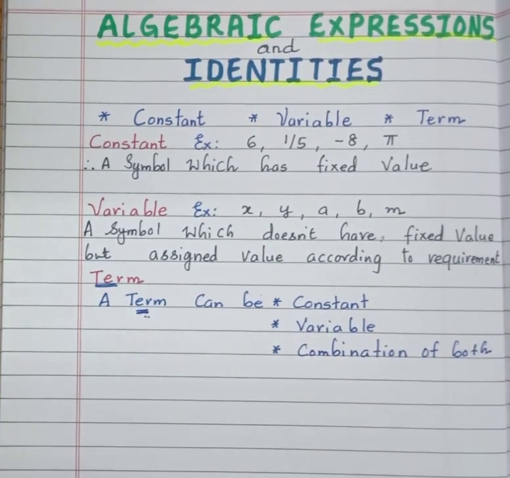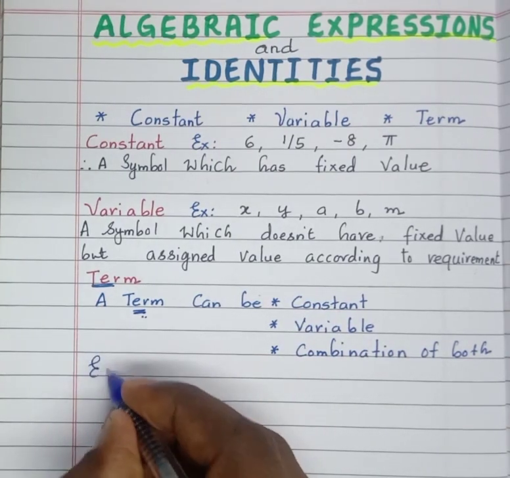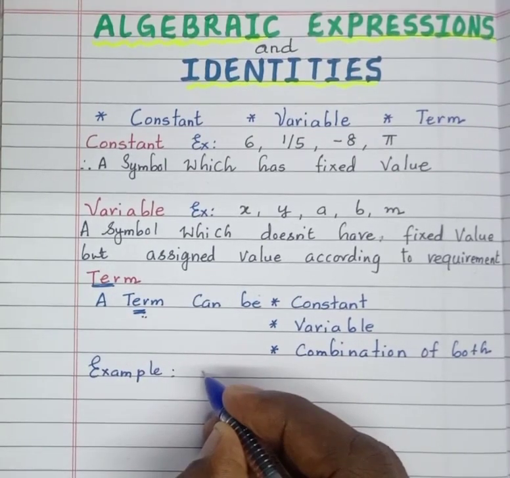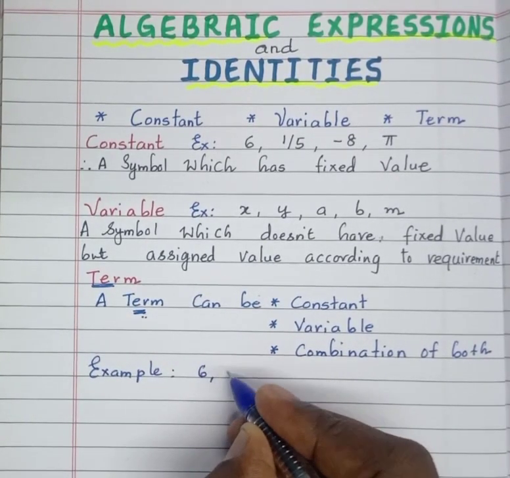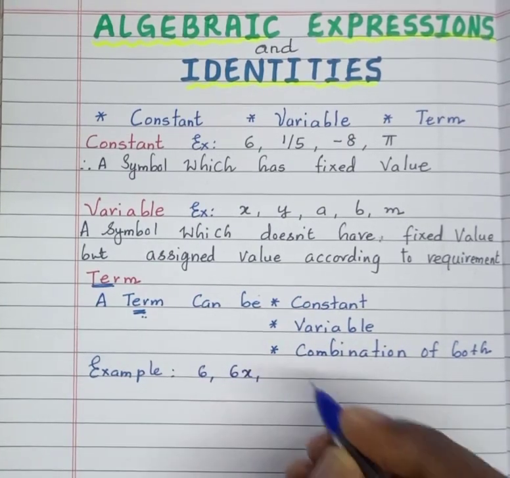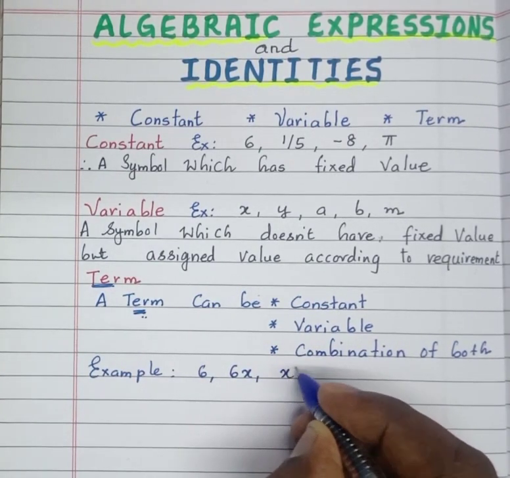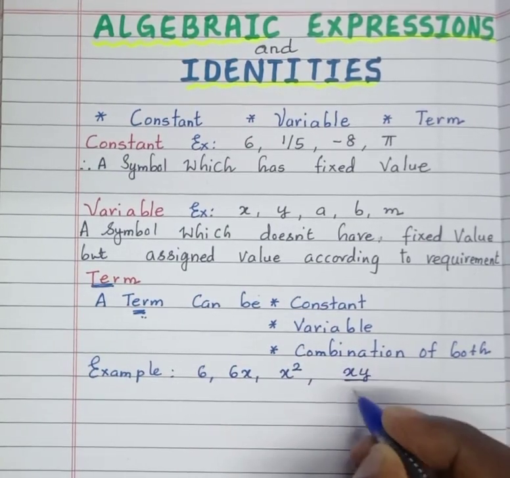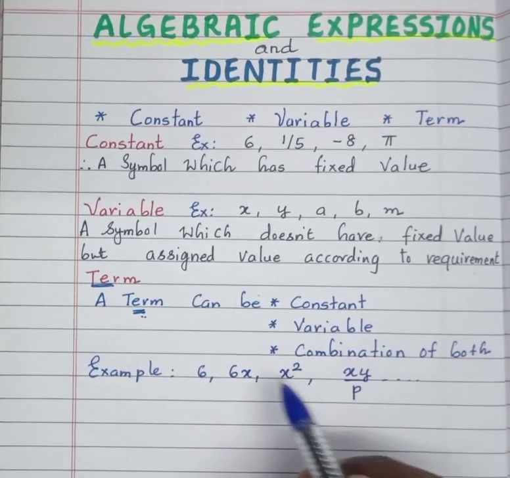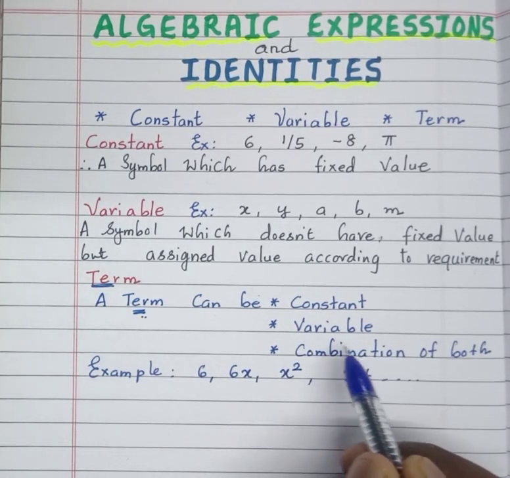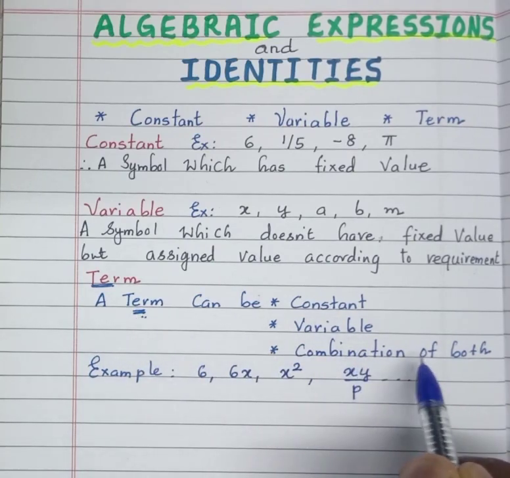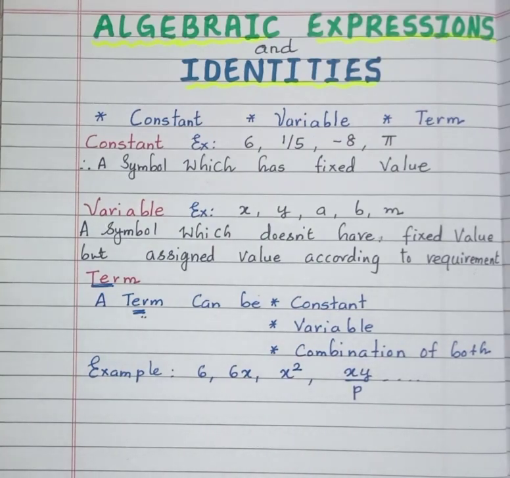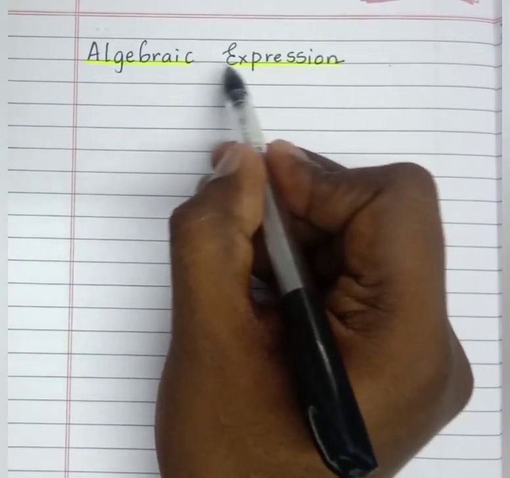Now let me write a few examples for terms. A term can be a constant, that is I'll write a constant 6, or it can be 6 into x, that is a combination of both. Otherwise it can be a variable, x square, or xy by p. You can write many more such examples for terms. Students, hopefully you have understood what you mean by constant, variable and term.